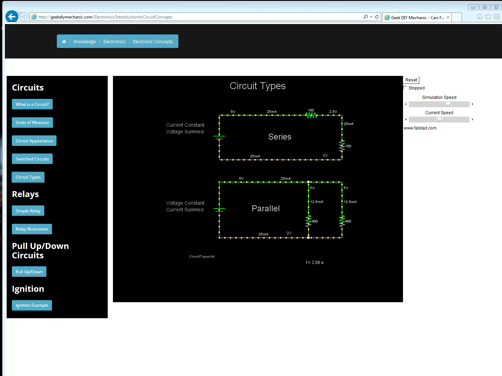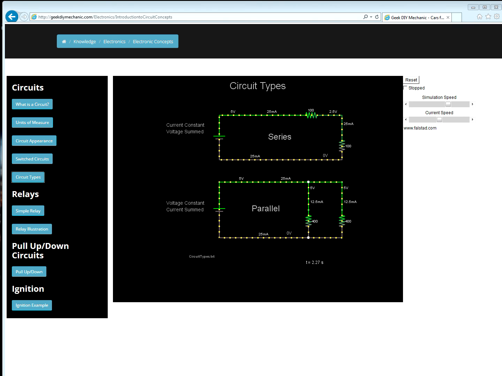So in summary, the characteristics of a series circuit are: current is constant throughout the circuit. Voltage is dropped across all loads. Current flow is disrupted if there is any break in the circuit, anywhere along its path.